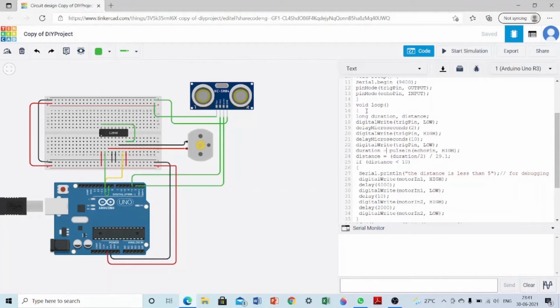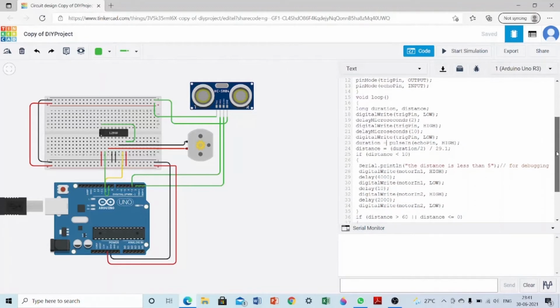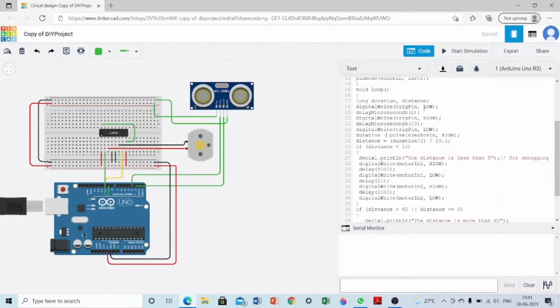This is a looping function, and in it we have two variables mainly, duration and distance. Using these variables, we are calculating the distance between the palm and the sensor. Initially the trigger pin is at low voltage, and after a delay of 2 microseconds, the trigger pin becomes high and a signal is emitted. So basically the sensor emits a signal at every 2 microseconds.